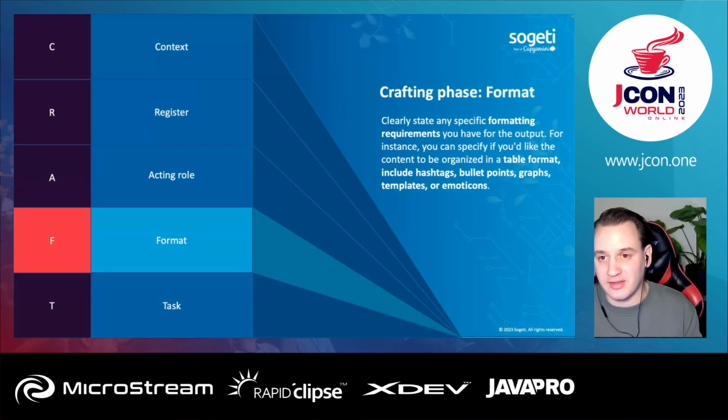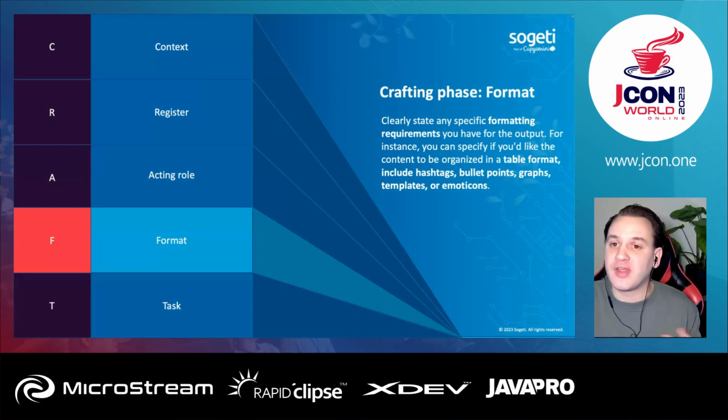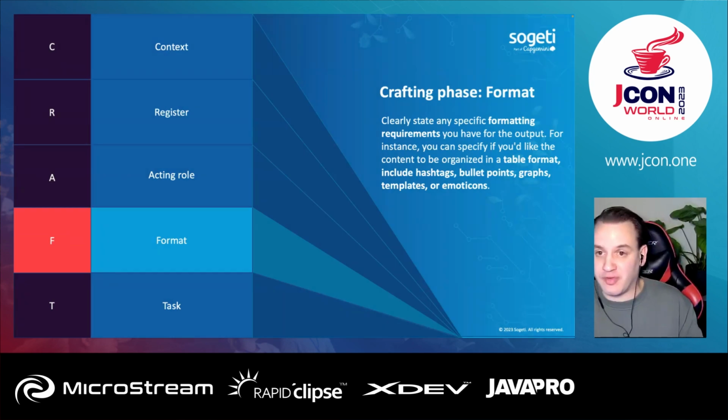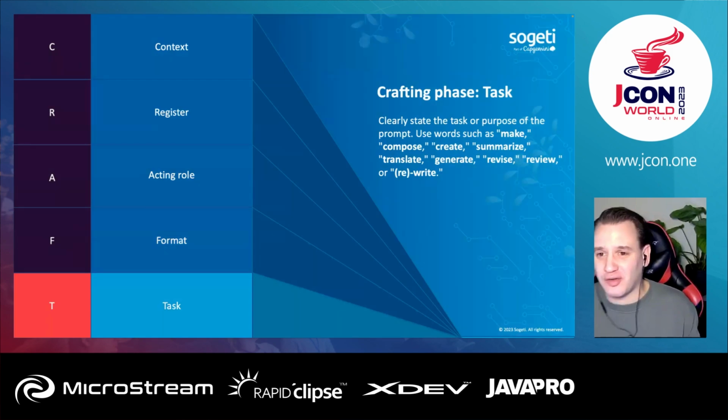Now, you can also ask it, for example, to store things in table formats, include hashtags, bullet points, graphs, templates, or whatever you're thinking of. But please make sure that you're really specifying what the format should be. So actually, you don't have to do that much work on the end anymore, because ChatGPT, for example, is already doing that for you. So why should you not be very clear on that as well, so that it will be done directly?